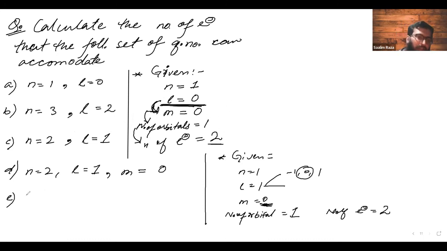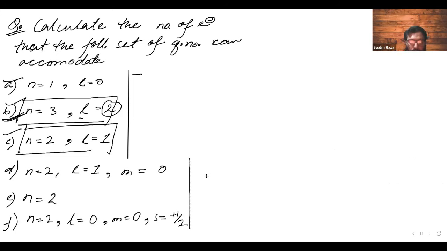If you have been given only n is equal to, for example, let us say 2, then you will calculate all the possible values for L. Then you will calculate all the possible values of m. Then you can say, okay, number of orbitals is equal to number of values of m. Okay. Now let us start.